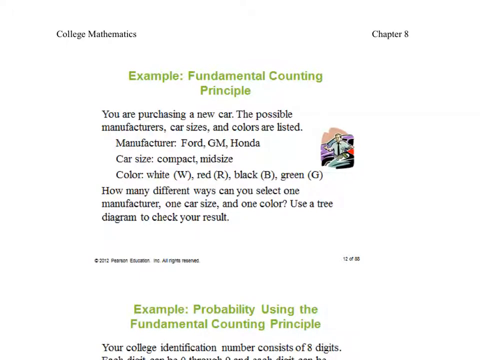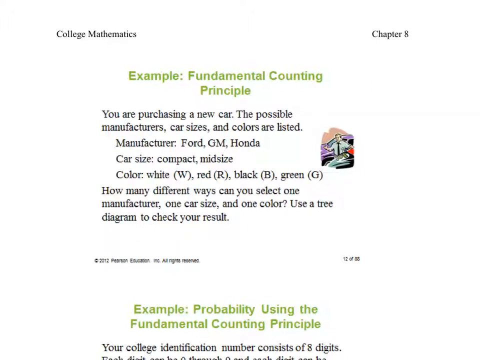Now, this next example will review the fundamental counting principle, which we did talk about in Chapter 7. Remember, we said we can put a blank for each choice that needs to be made, and then we can come up with the outcome that we're looking for. So if we're purchasing a new car, we're going to choose either a Ford, a GM, or a Honda. We want to choose either a compact or a midsize, and we have either white, red, black, or green for our colors to choose from. We want to know how many different ways we could select one manufacturer, one car size, and one color.